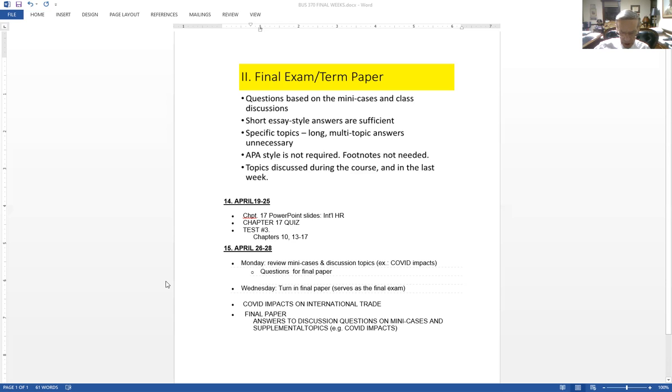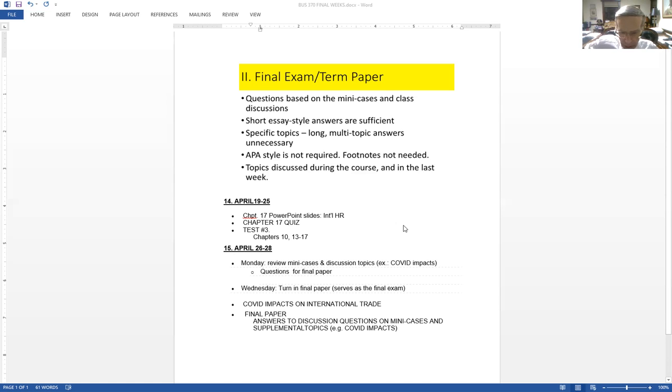So in the very last week, oh, by the way, during week 14, we'll probably have a chance to begin the review of many cases and/or COVID impacts on international trade. We'll have to see how that goes, but we won't be discussing just chapter 17. So that takes us then to the last week.